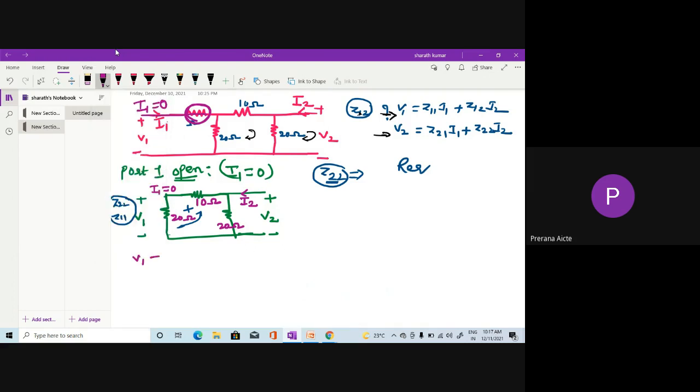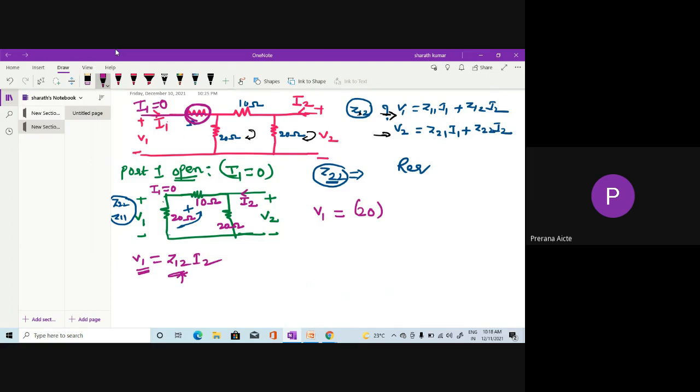We have another parameter, Z12. Actually the question is only asking for Z12. So we have to frame our equations such that V1 is equal to something. V1 is going to be available across this 20 ohm resistor. So V1 is equal to the 20 ohm resistor into the current which is flowing in this 20 ohm.